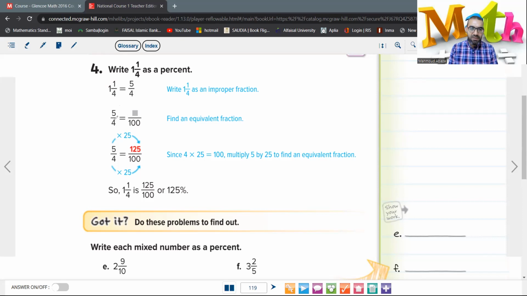Now we know that it's 5 over 4, and we need to know what number over 100 to make it a percent. So we will multiply by 25 up and down. This gives 5 times 25 is 125. 4 times 25 is 100. So 125 over 100, or we can say 125%.